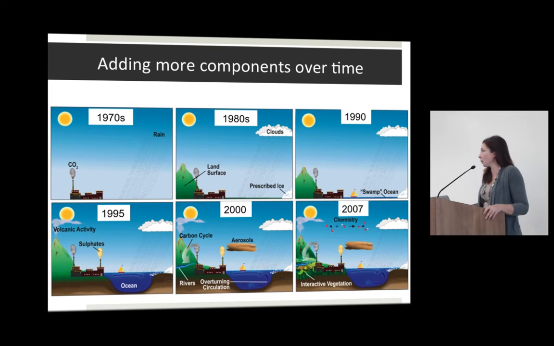But these are all pretty important parts of the climate system. I mean, how can you model climate without a carbon cycle? Well, we've been doing it for a couple of decades and we're just starting not to do it now. So there are a lot of improvements that are coming in the models.